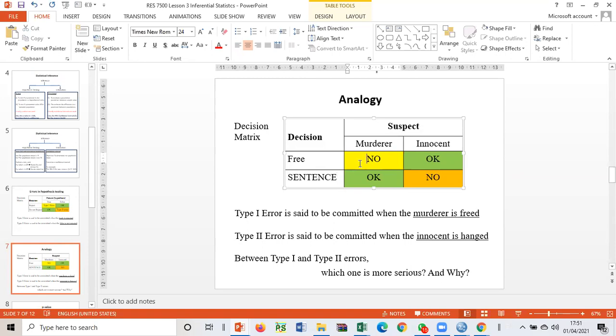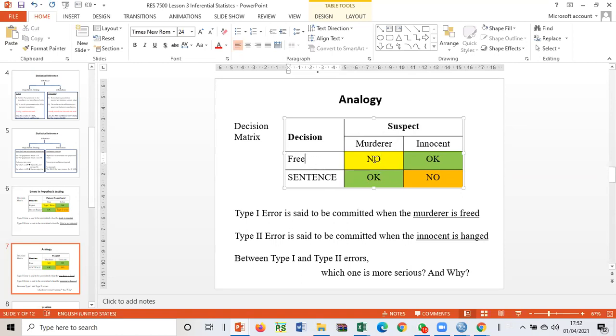So this yellow box, you free a murderer. This orange box, you sentence an innocent. So these two are not okay, right? But here, you free an innocent, that's the right thing to do. You sentence a murderer, that's the right thing to do. So what have we committed here? By doing this, what have we committed? Is that a mistake?